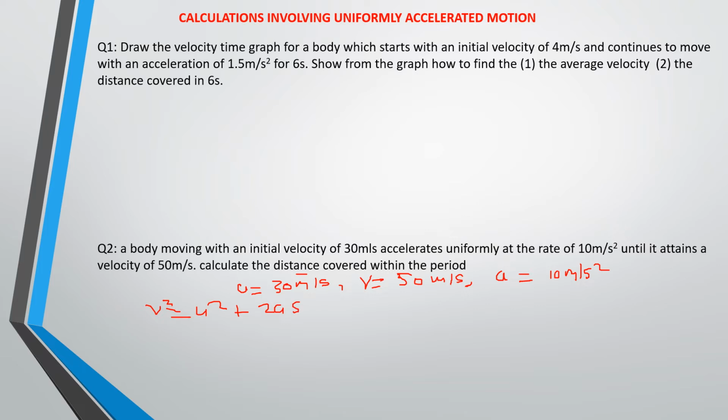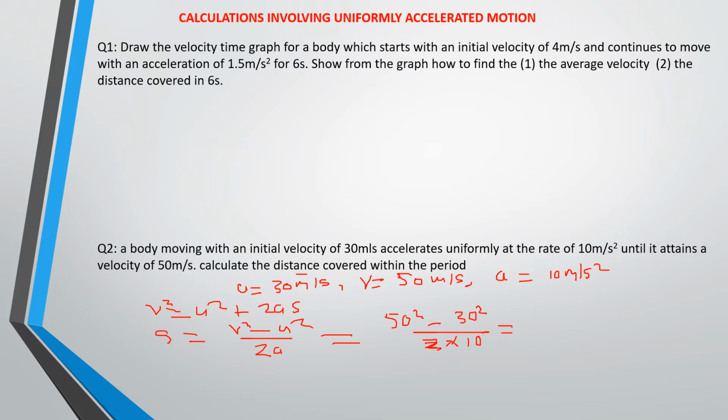So if you make s the subject of the formula, you have that s will be equal to what? It will be equal to v squared minus u squared, all over 2a. So if you substitute into this equation, you have 50 squared minus 30 squared, all over 2 times your a, all over 2 times 10.